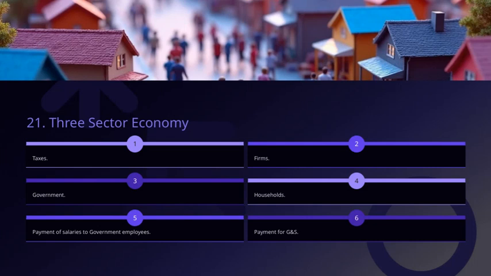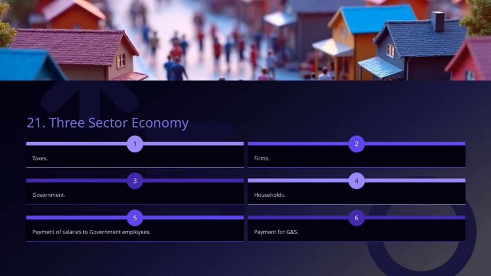All right, so as we look at slide 23, we're focusing on the flow of payments within a three-sector economy. First, we see that taxes are paid by households and firms to the government. This is crucial because taxes fund public services and government operations. Then, the government uses part of this revenue to pay salaries to government employees, which helps sustain public sector services.